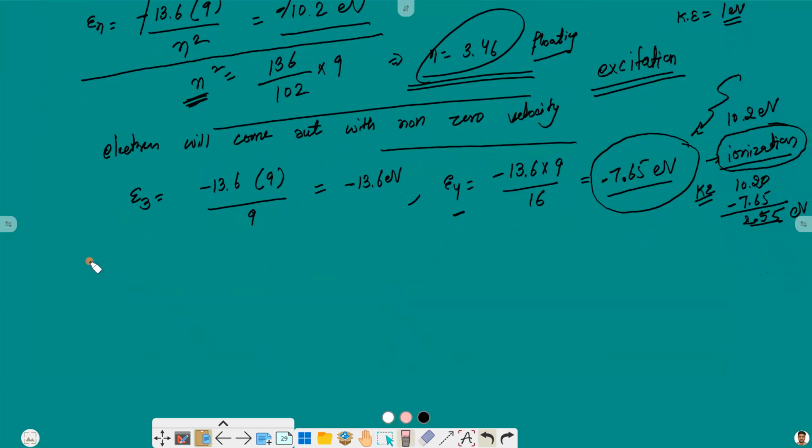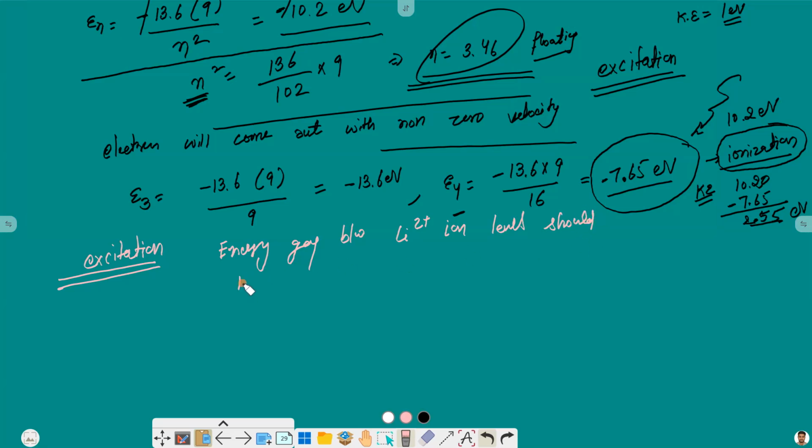So I am now discussing the same case if we had excitation. For excitation, the energy gap between the lithium 2-positive ion levels should be exactly equal to the energy of the photon.